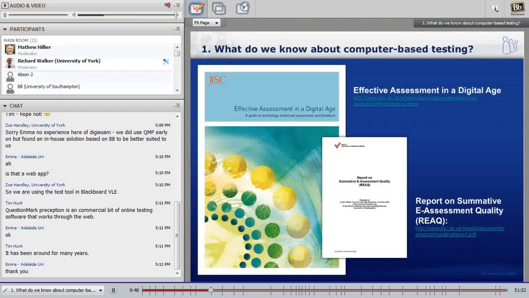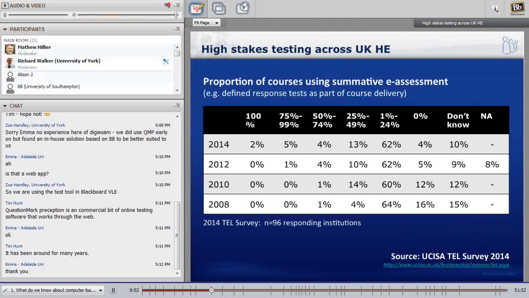However, I think the general picture is that the pace of adoption of high-stakes assessment is still quite slow, and makes up a small proportion of the total assessment that's going on. But as you can see in the table here, which is taken from ESI's survey data, the national survey that we run every 2 years on technology-enhanced learning, we can see that it is increasing in real terms.